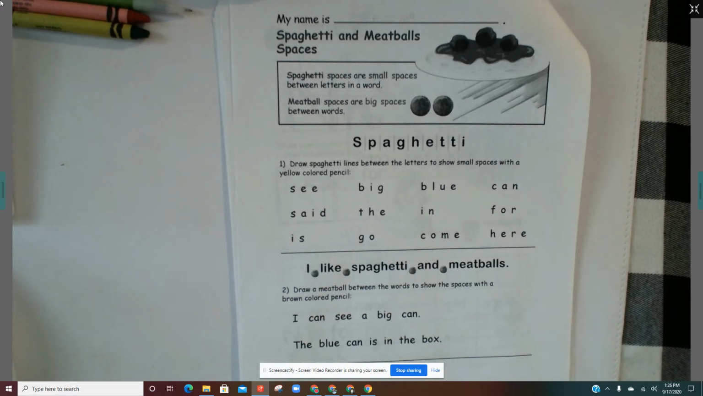So there are two kinds of spaces. There are spaghetti spaces, like the noodles, and spaghetti spaces are small spaces between letters and words. And then there's meatball spaces, which are big spaces between our words. Now, our meatball spaces, I also like to call finger spaces.